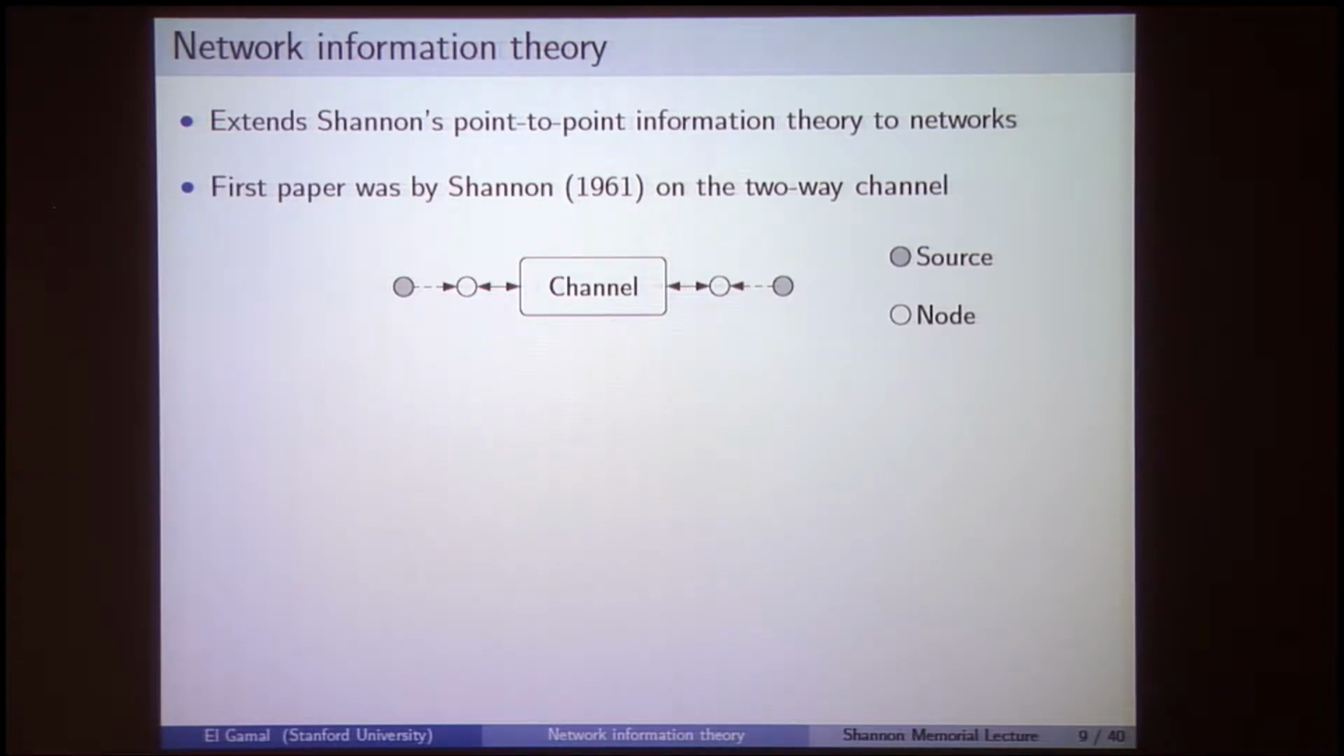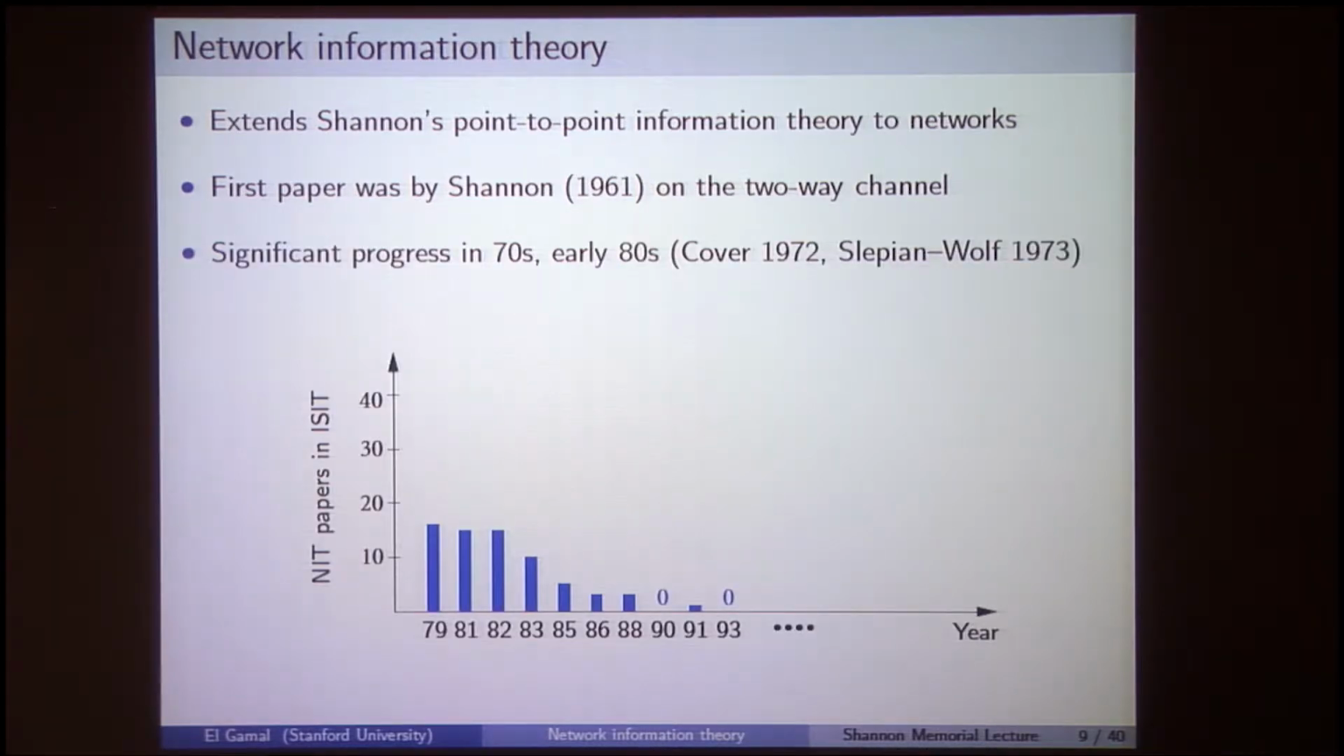The first paper in this area was by Shannon in 1961. It was on the two-way channel, and he couldn't actually establish the optimum rates for the two-way channel. It turned out to be one of the hardest problems in this area, in fact. And as a result, there wasn't really much follow-up work on this paper. But then there was significant progress in the 70s and early 80s, spurred mainly by Tom Cover's 1972 paper on the broadcast channel, and Slepian and Jack Wolf's 1973 paper on distributed source coding.